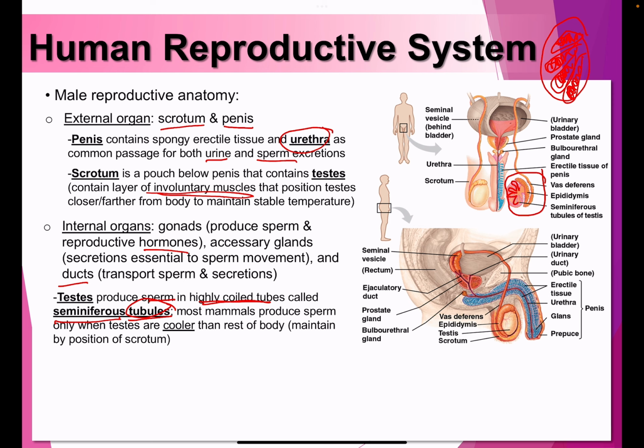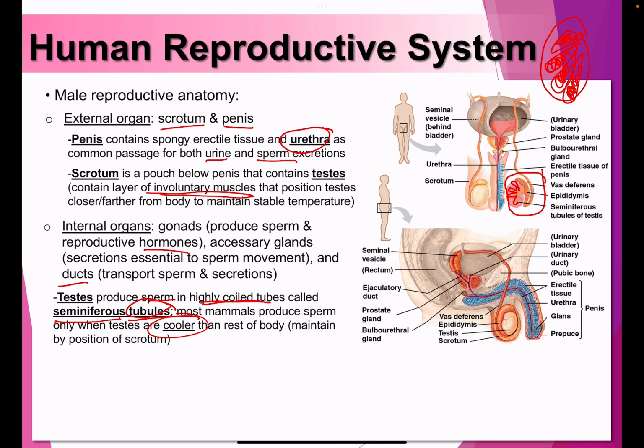So most mammals will produce sperm only when the testes are cooler than the rest of the body. This is why, as I've talked about, the scrotum is very important for cooling the testicles. When it's hot, it tends to descend from the body, allowing for more aeration so that it cools down the testicles. And when it's cold outside, it tends to ascend closer to the body so that it can warm up the testicles. The testicles are constantly in this stabilized temperature homeostasis, and they will be producing the optimal amount of sperm that way.